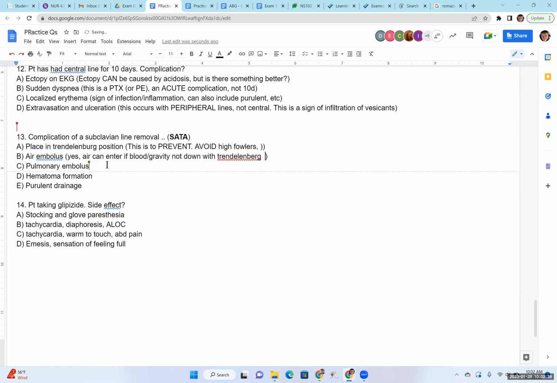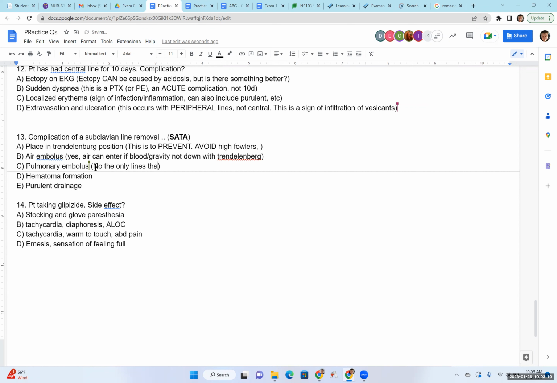So what is trying to make you differentiate: is it an air embolus or a pulmonary embolus? Is pulmonary embolus a cause or a complication? No, it's not. A PE usually comes from an extremity, or maybe a pelvis, or maybe an ankle, right? Which is not usually where you have your lines. If it's a PICC line or midline, they can form a clot there, but that's not a subclavian site, right?